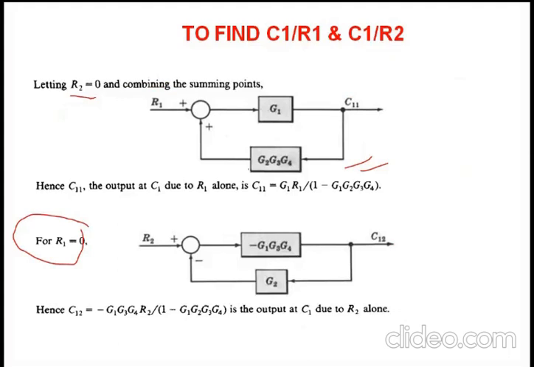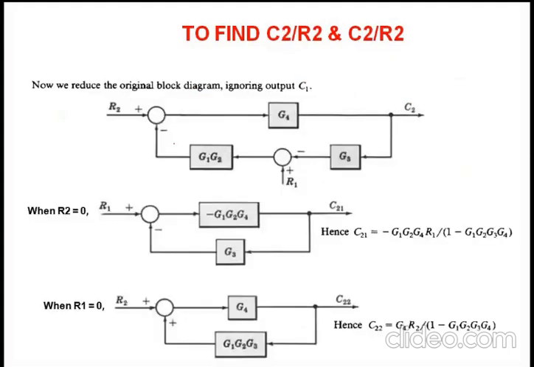Observe here, towards R2, G1 G2 in series and R1. Now of these two, to find out C2 by R1 we make R2 0. When R2 is 0, you will get this block like this. And now to find out one more thing, you will get the answer like this. Here is the similar procedure.